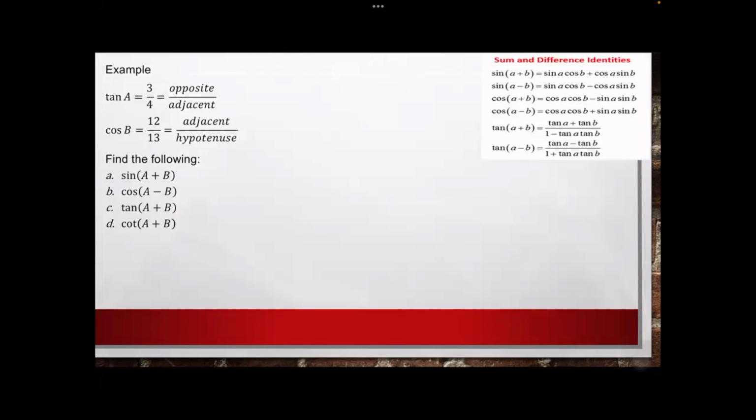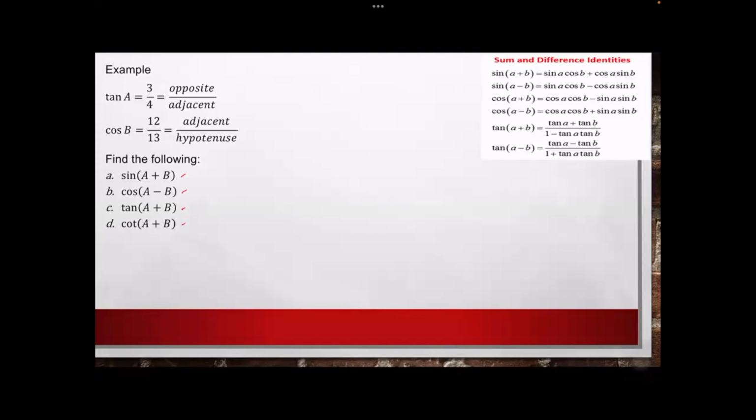We have here the example. We have here that tan A is equal to 3 over 4. That is the opposite over the adjacent kasi TOA. For cosine B, this will be 12 over 13, adjacent over the hypotenuse. Then we need to find the following: sin A plus B, cosine A minus B, tangent A plus B, and cotangent A plus B.